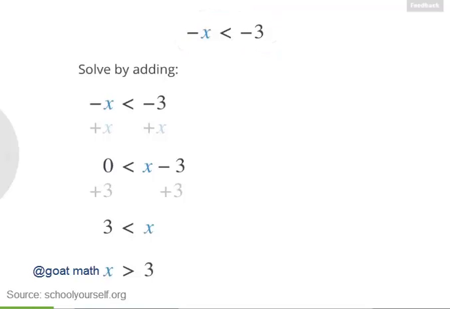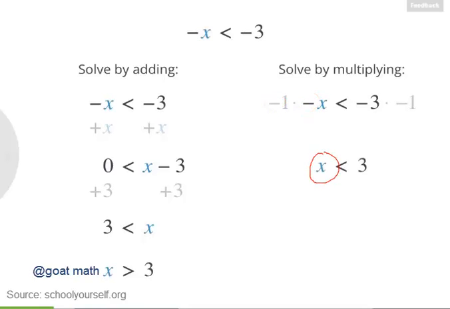Now let's solve it another way, by multiplying. Another way to get rid of the minus sign is to multiply both sides by -1. So on the left side, these two minus signs cancel, leaving us with x, and on the right side, the minus signs again cancel, leaving us with positive 3. So solving the inequality this way, we get x is less than 3.